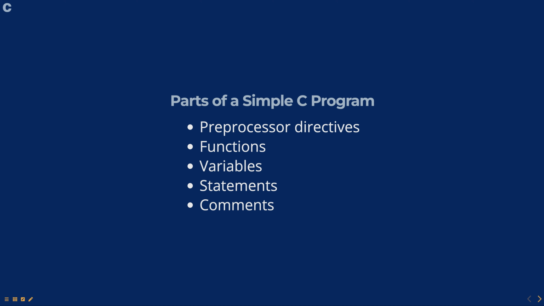Functions. A C program is made up of one or more functions. The main function is the starting point of the program and is where the program's execution begins.